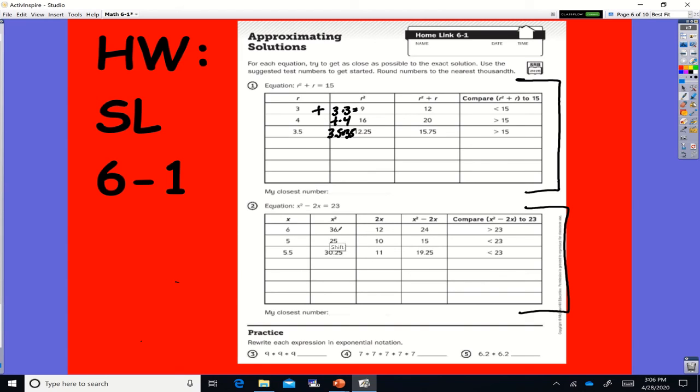Down here, you need to find your 6 times 6. Then you need to find your 2 times 6, and then you subtract the 2. Same thing with these ones. Down here, you're putting this in exponential notation. So for example, if I have 3 times 3 times 3 times 3, I'm going to do 3 to the 4th power, because I'm multiplying 3 four times.